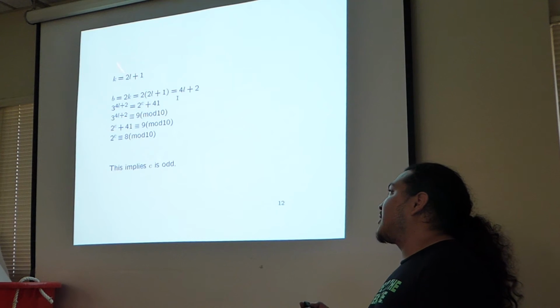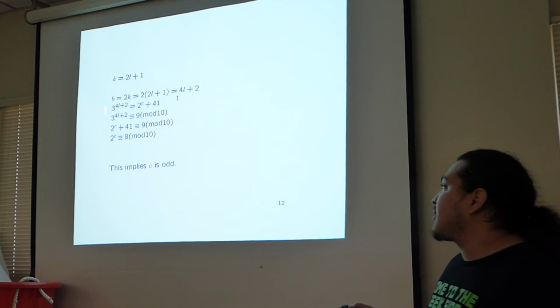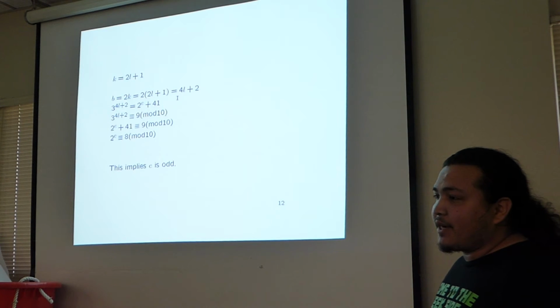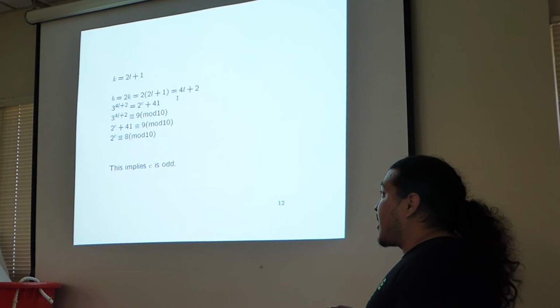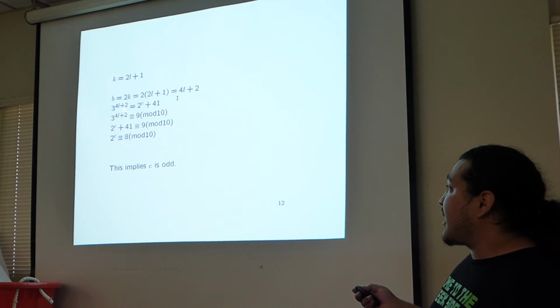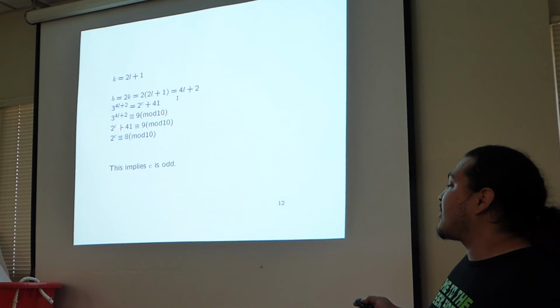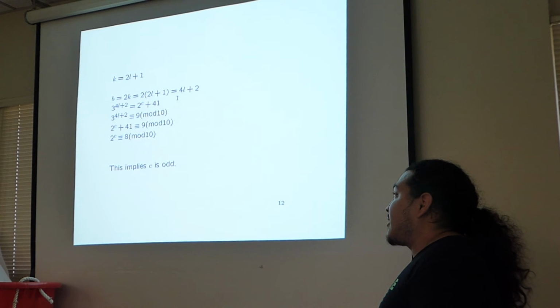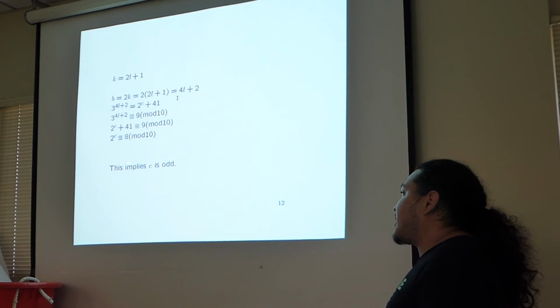So we do it again. We let k equal 2l plus 1. We sub it in and we get 4l plus 2, and we put it as the exponent of 3. Right? And then when we look at powers of 3, they have a cycle of 4, and the last digit repeats. And this one ends in 9. In order for this one to end in 9, we need 2 to the C plus 41 to end in 9. And then in order for 2 to the C plus 41 to end in 9, we need 2 to the C to end in 8. So once we get here, this tells us that C is odd.